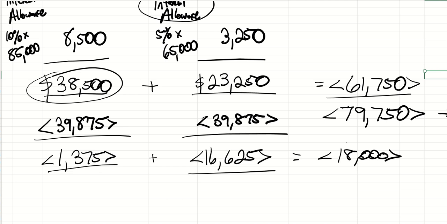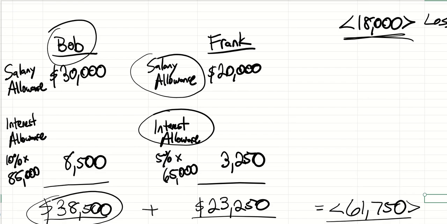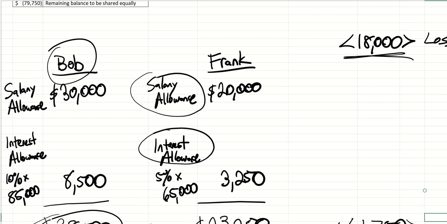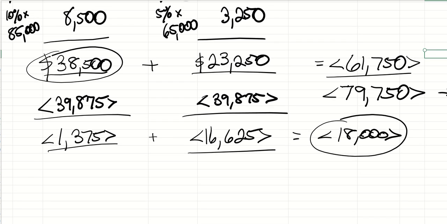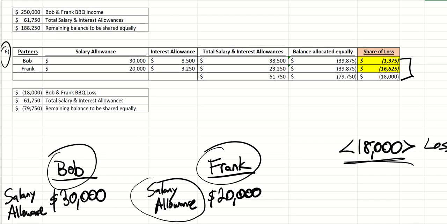So out of this $18,000 loss, Bob is going to get $1,375 of it. Frank, he's getting a big chunk of it, $16,625. Okay, so we go back up here at number 6. You can see that what I did reflects the setup that I have up here in this spreadsheet.